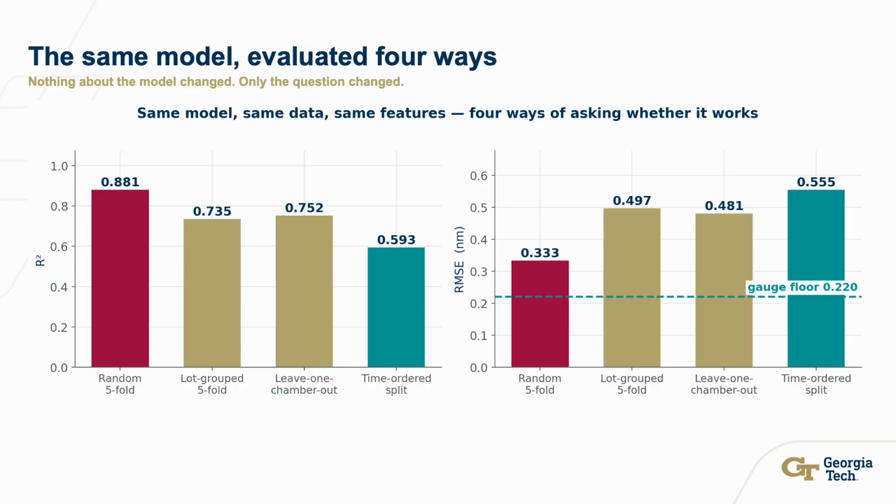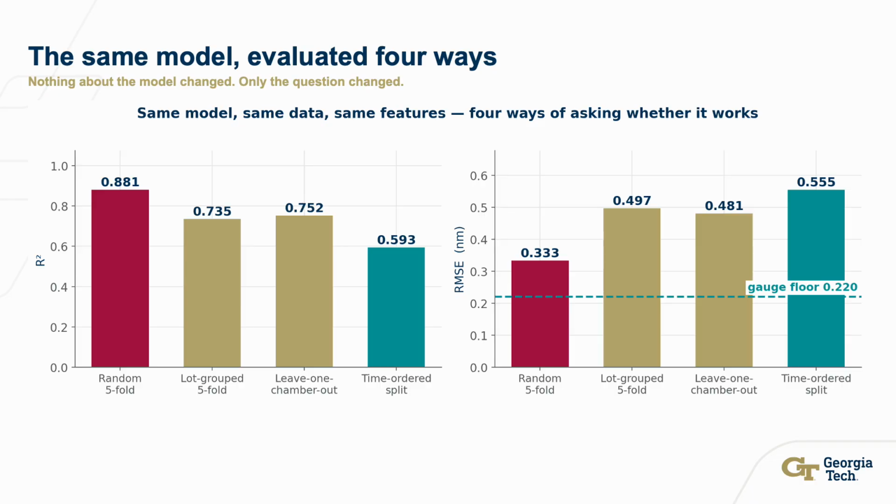The same story in nanometers, which is the most useful unit. Our MSE goes from 0.333 to 0.555. The error the model will actually make is 2/3 larger than the error we reported. And the gauge floor is still around 0.222, unchanged. What moved was the distance to it.